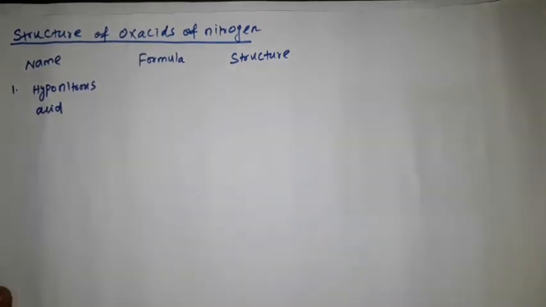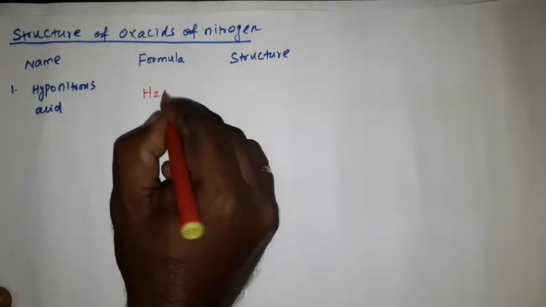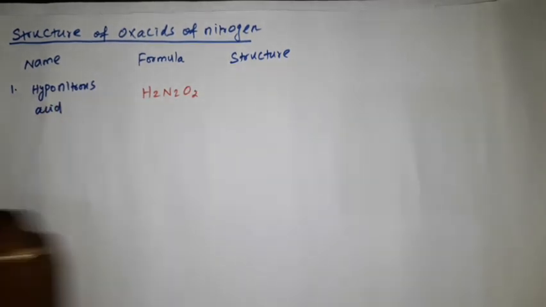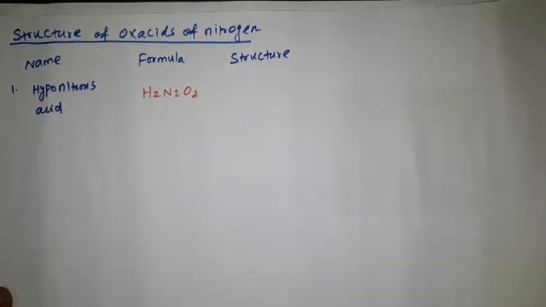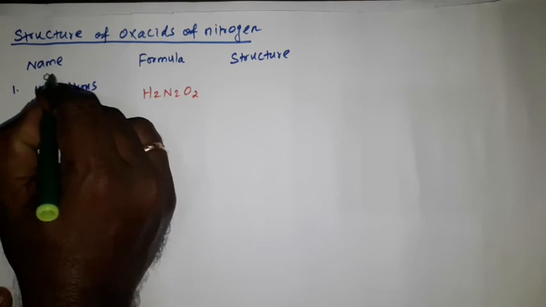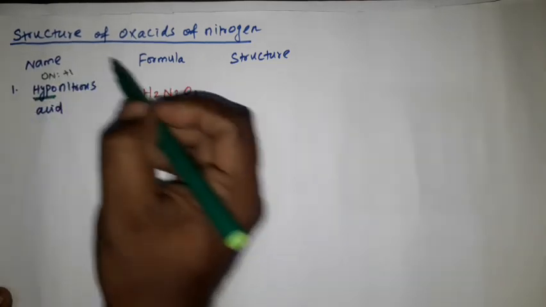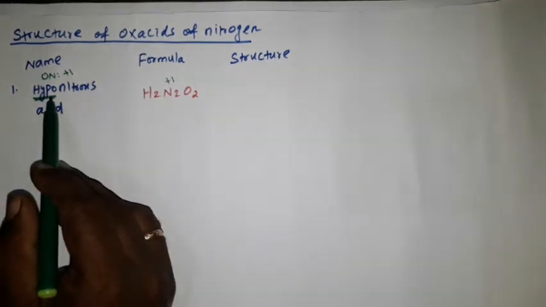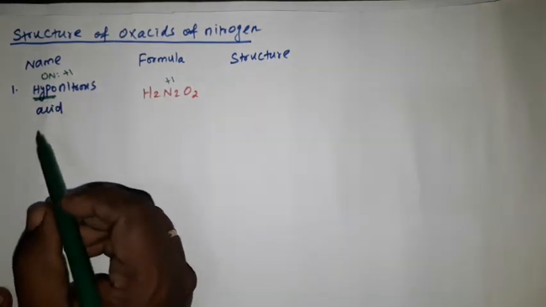That formula is H2N2O2. See here, hypo means that oxidation state is +1. This hypo means oxidation state, that is ON, that is +1. This nitrogen oxidation state is +1, so that we are calling hyponitrous acid.